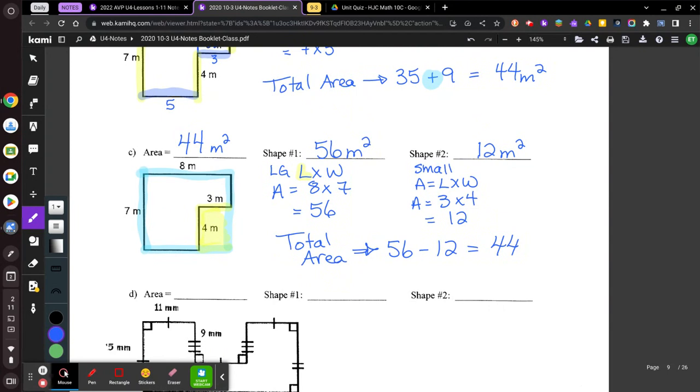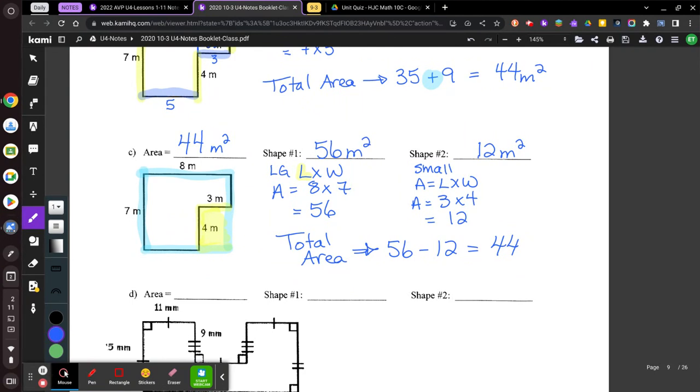So when there's questions on your assignment and on quizzes, when it asks you to do a question like this, it doesn't matter which way you choose to do it. You're still going to get the exact same answers. Okay? All right, let's move on down to the next one.